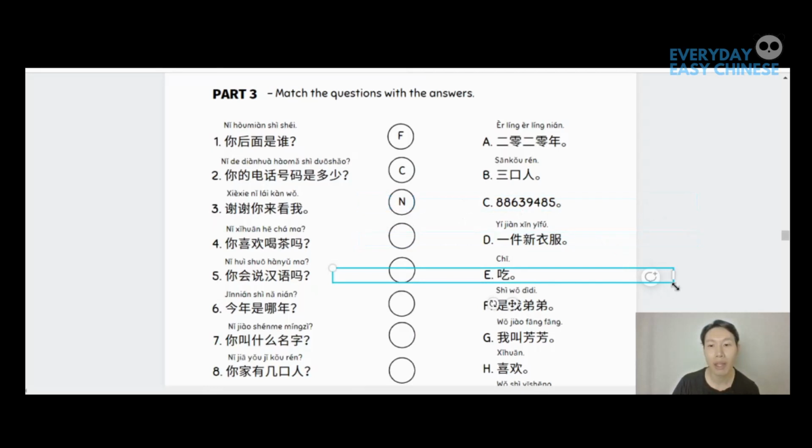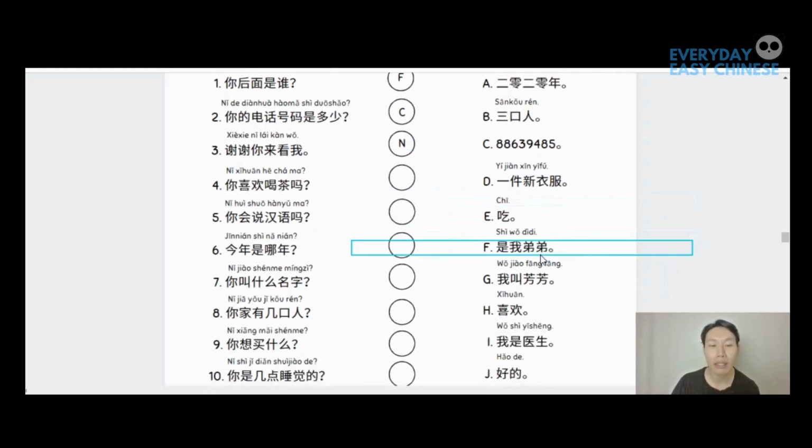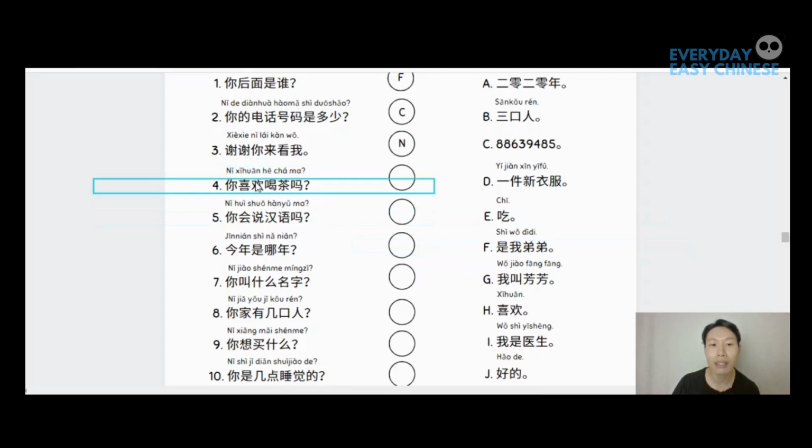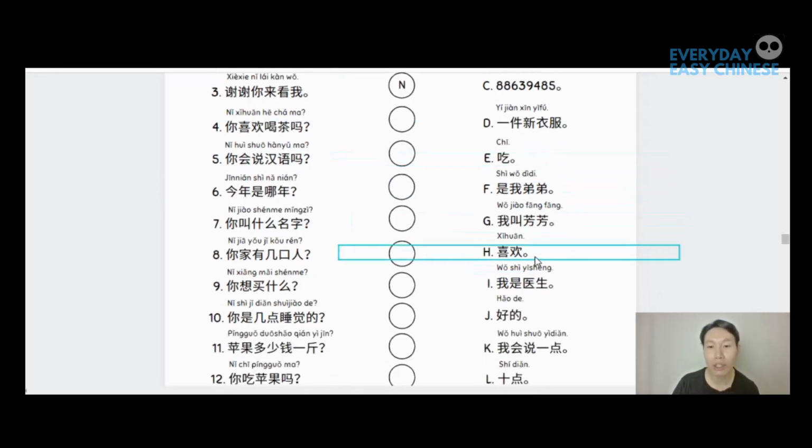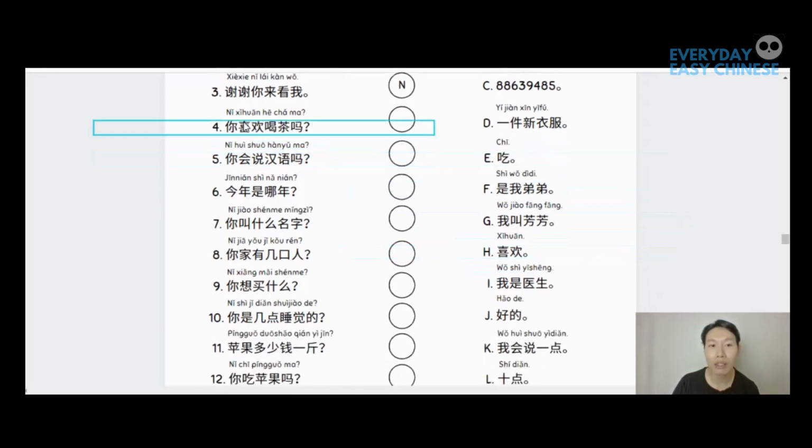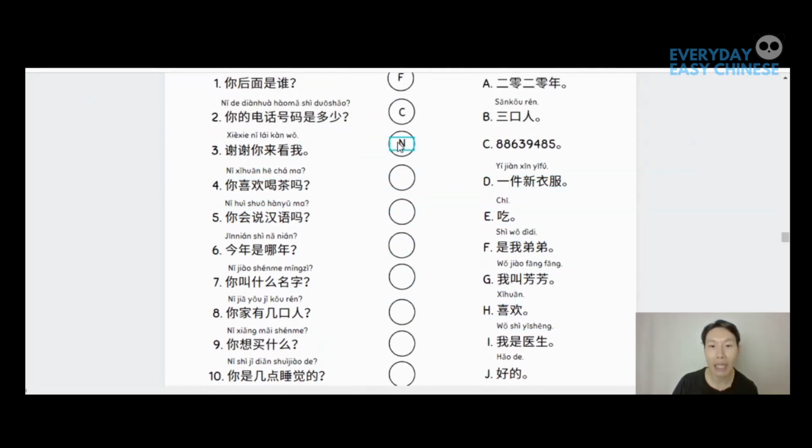N. Next one. 你喜欢喝茶吗? Do you like to drink tea? So I see H, which is 喜欢. You can see that the verbs match here. So let's put in H.